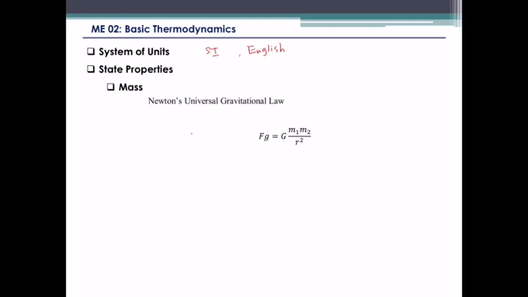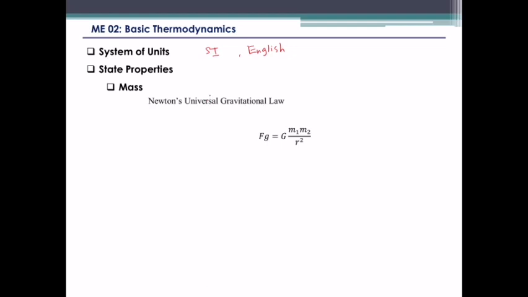For the state properties, the very first state property is the mass. It is the absolute quantity of matter, an unchanging quantity for a particular mass when the speed is small compared to the speed of light. So the mass does not vary when the speed is small compared to the speed of light. But if the speed of the object is very fast, such that it almost approaches the speed of light, there is actually a variation in its mass.